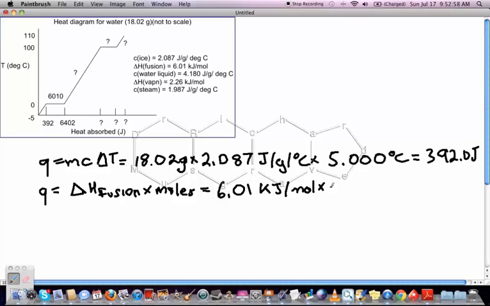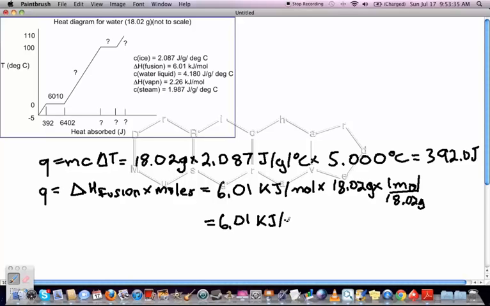And that's times, and we've got 18.02 grams, so we need to convert that into moles. And it just so turns out that 1 mole is conveniently 18.02 grams, because we're talking about water here. And that's going to give us 6.01 kilojoules per mole.